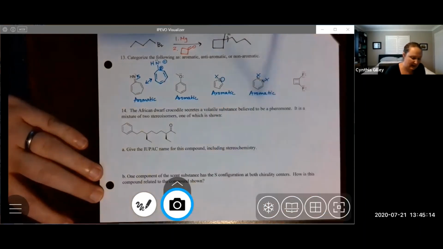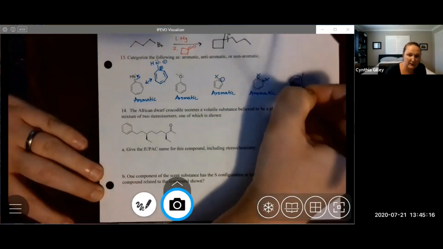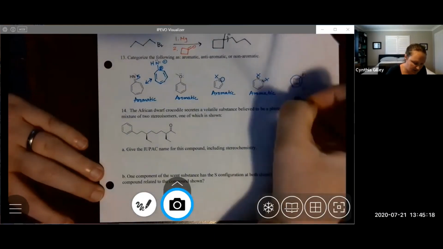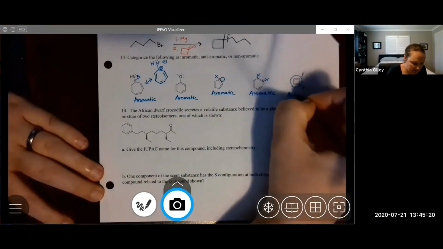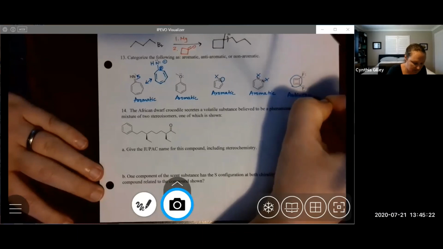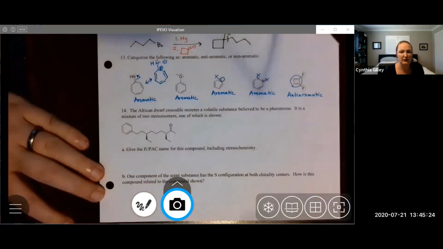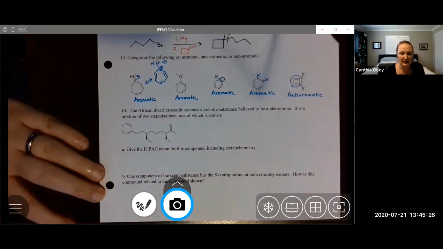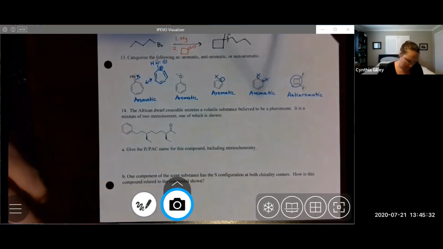And then cyclobutadienes are anti-aromatic, particularly if you assume that the p orbitals are coplanar.